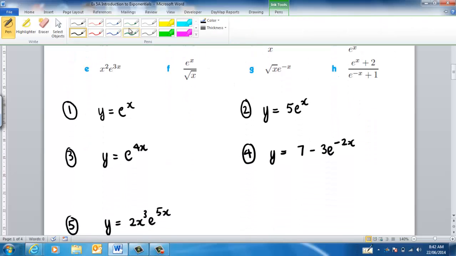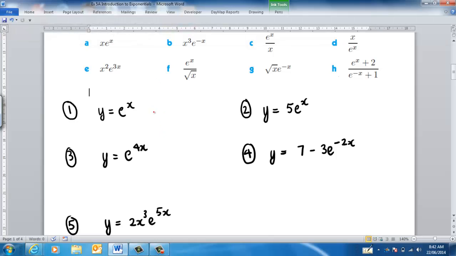I'll just change this so I can get my colour in red. So if I do my dy dx for this first one, e to the x, my answer is simply e to the x. Number 2, dy dx for that. A number, like if we had 5x, it'd just be 5, wouldn't it? So here it's just going to be 5e to the x. So it doesn't really change at all.